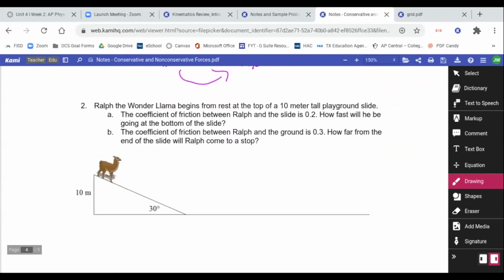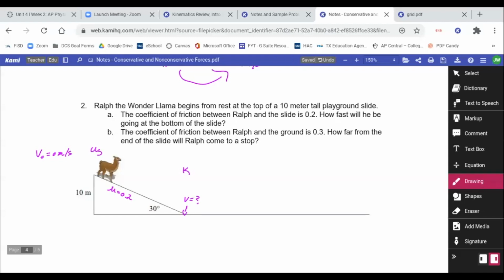Ralph the Wonder Llama begins from rest. All right, we've got initial velocity equals 0 meters per second at the top of a 10-meter tall playground slide. The coefficient of friction between Ralph and the slide is 0.2, okay? How fast will he be going at the bottom of the slide? Right here, we want to know what velocity is equal to. At the top, this is all UG. At the bottom, this is all kinetic.